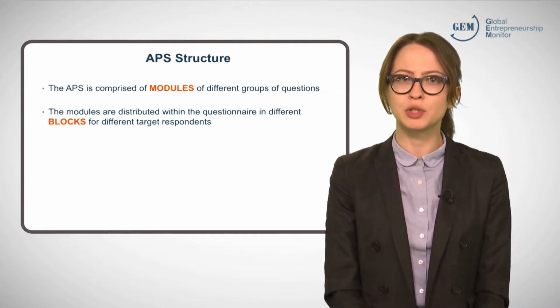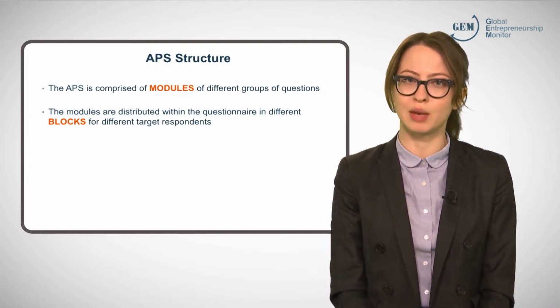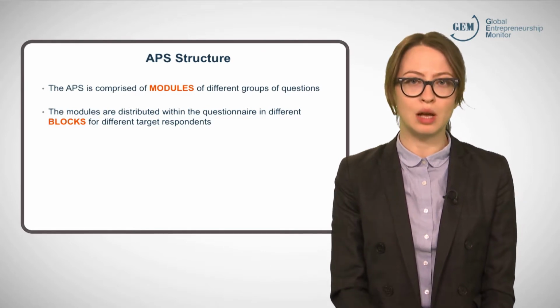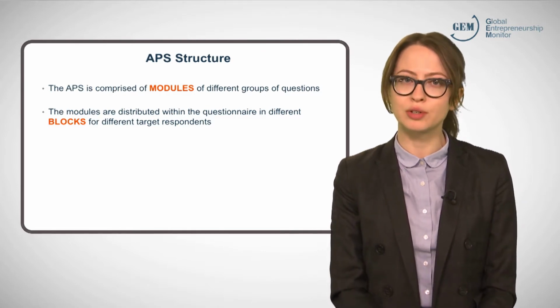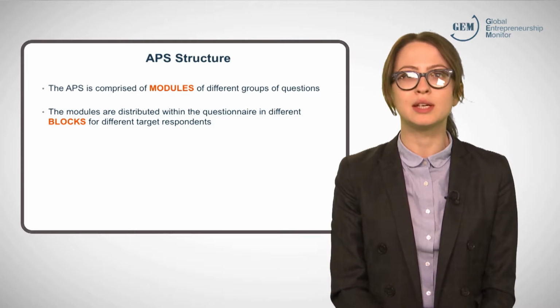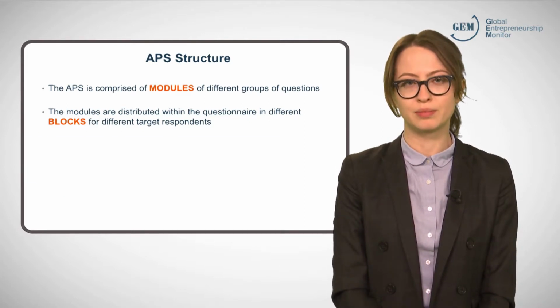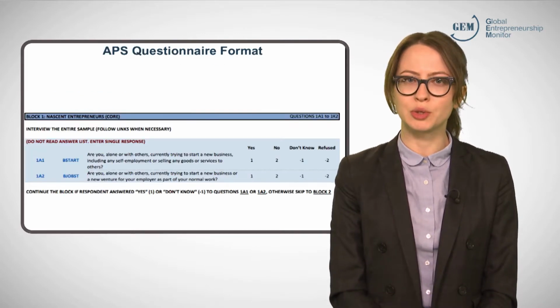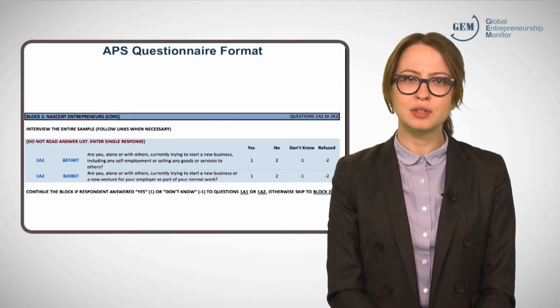So, an optional module of questions about business networks, for example, can be included in one block, which is intended for business owners, and in another block, which is intended for nascent entrepreneurs. I will describe blocks and modules in a bit more detail, but first, take a look at a segment of the questionnaire.